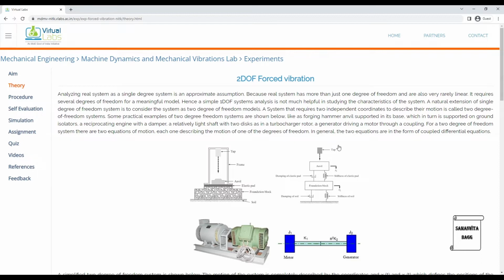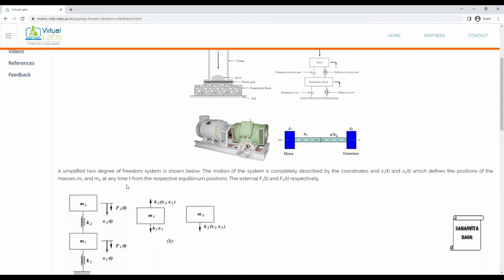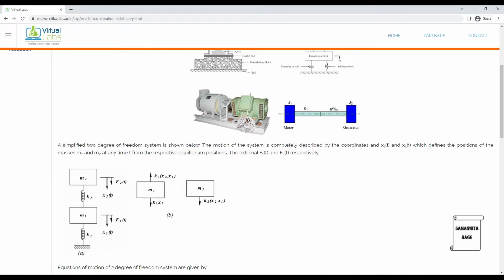For a 2 degree of freedom system, there are 2 equations of motion, each one describing the motion of one of the degrees of freedom. In general, the 2 equations are in the form of coupled differential equations. A simplified 2 degree of freedom system is shown below. There is a mass here and also a mass here. It is connected via springs, and this is the fixed end.